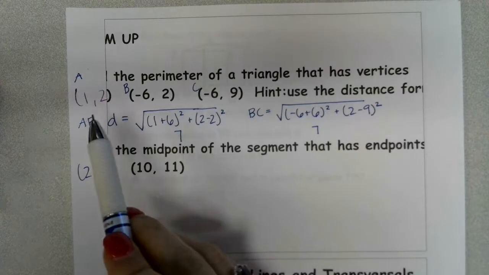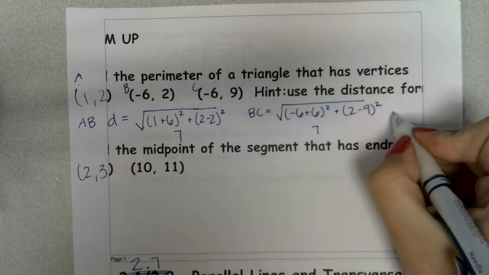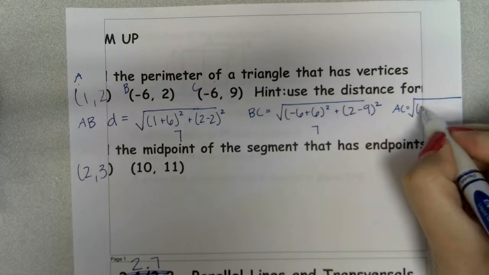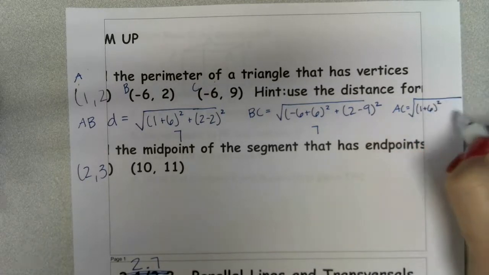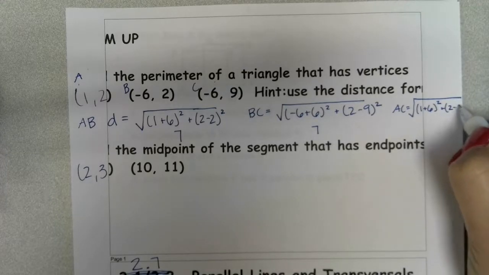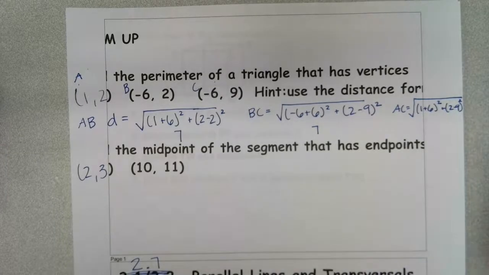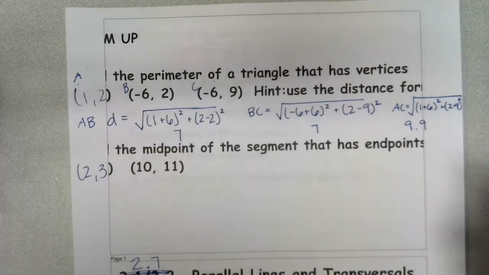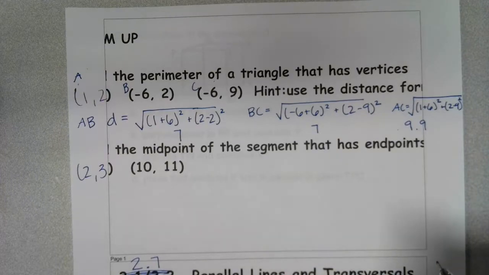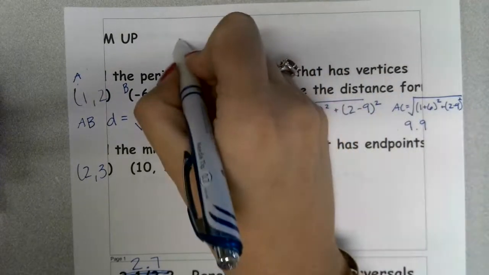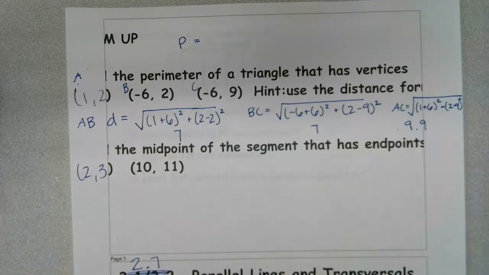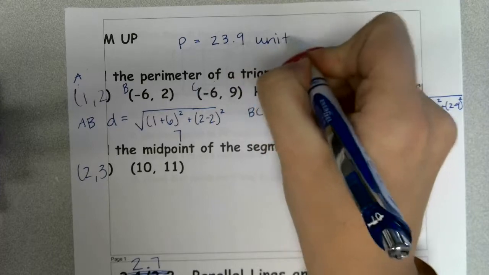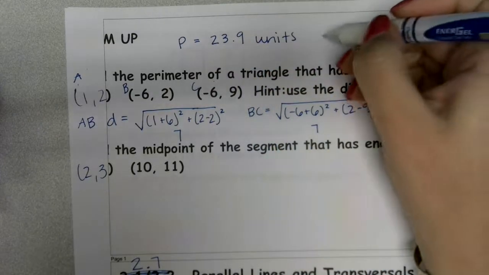And then the last distance we need to find is from A to C. So I got 1 plus 6 squared plus 2 minus 9 squared. And for that distance, I got 9.9. And then when you add all of those up to find your perimeter, you should get 23.9 units. Okay, so just kind of a recap.